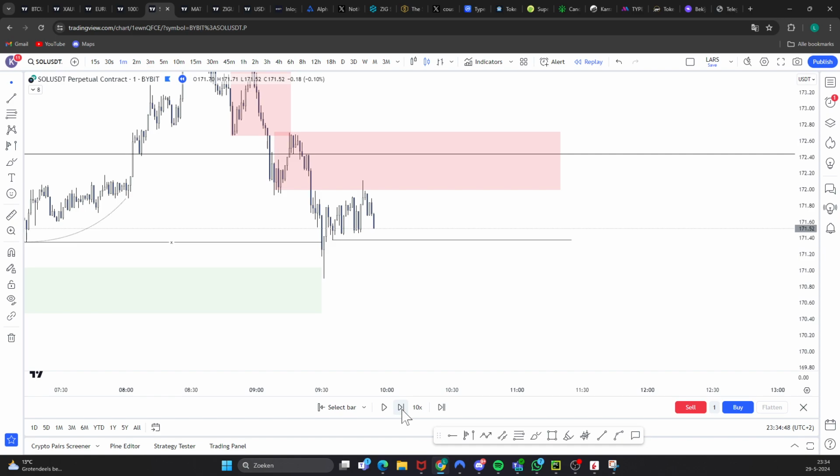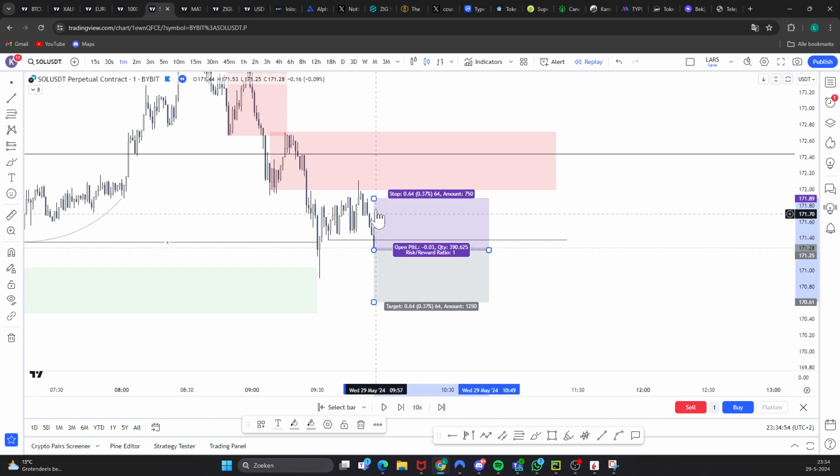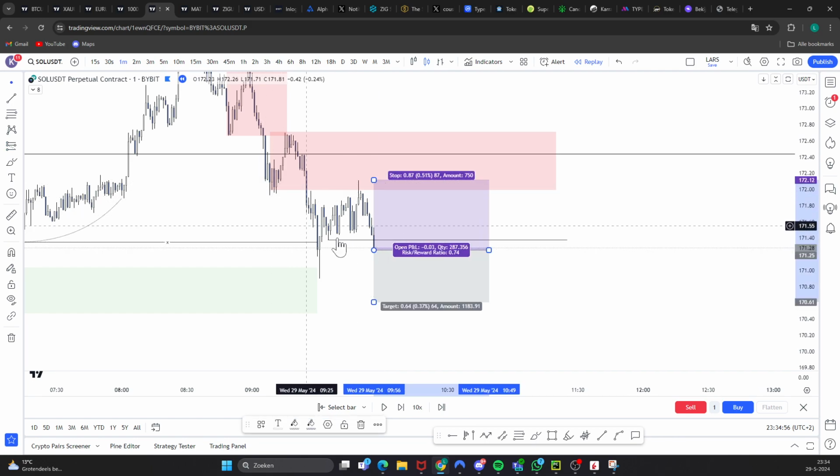So what happened? We tapped in that supply. We broke the low right here. That's where I entered my short position. I put my stop above that high. This is the lower high for the lower low. Price should not come higher than that point.